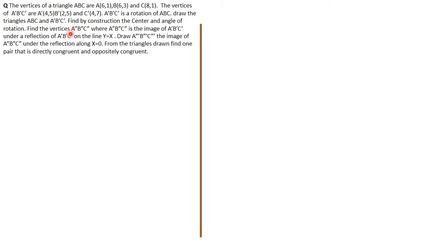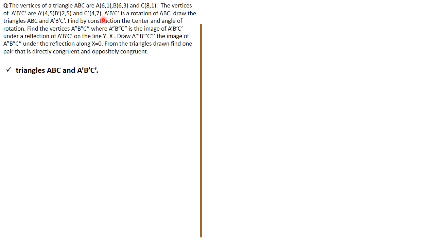Find the vertices of the second image, where that second image is a reflection of the first image along the line y is equal to x. Draw the third image, which is a reflection of the second one along the line x equals 0. Now find from the triangles drawn one pair that is directly congruent or one that is oppositely congruent, and therefore we begin.